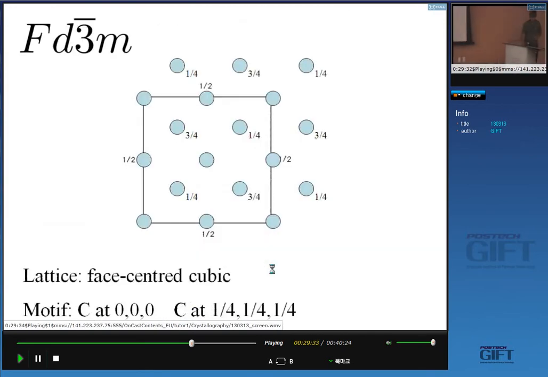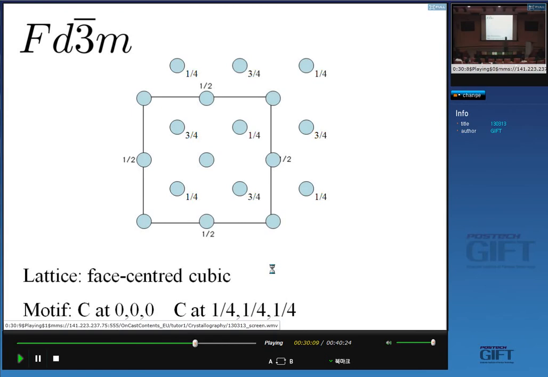Right. This is the diamond structure. I went through this in the first or second lecture, where the lattice is cubic F. Okay? And the motif is that you place a carbon atom at 0-0-0 and another carbon atom at a quarter-quarter-quarter, because you know the carbon atoms are tetrahedrally bonded. Right? So you have a carbon atom here and four atoms bonded to it, right? So it makes sense that you put one at 0, 0, 0 and another one at a quarter, quarter, quarter.